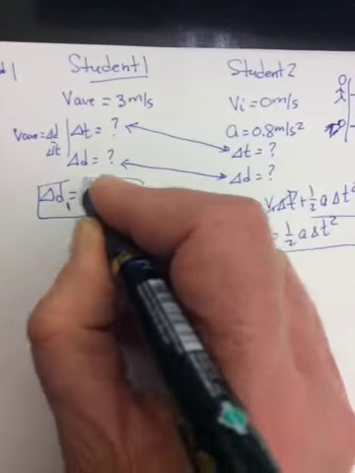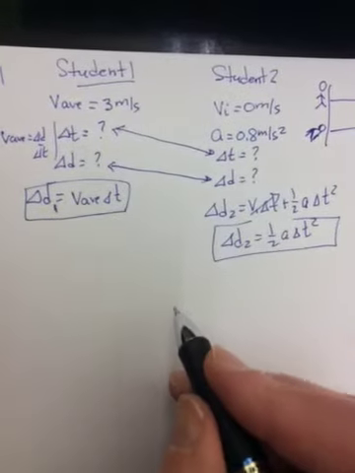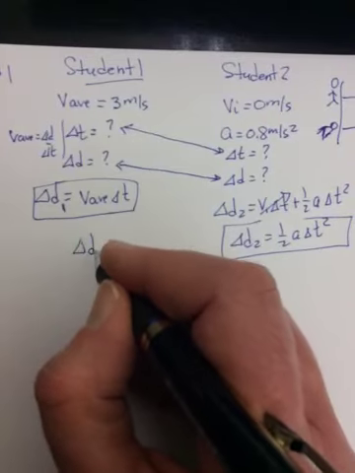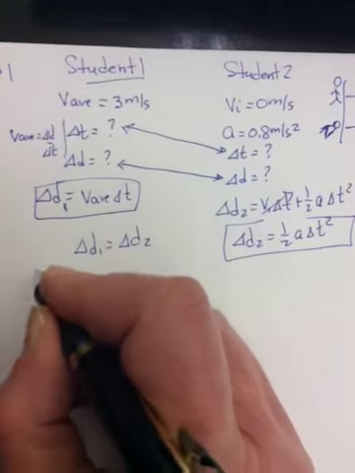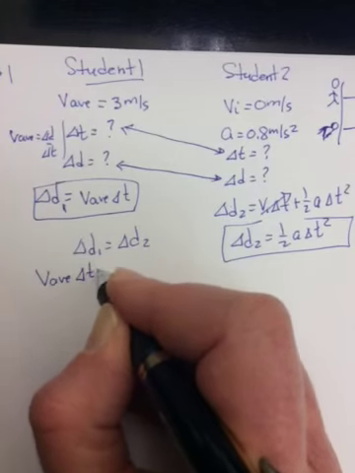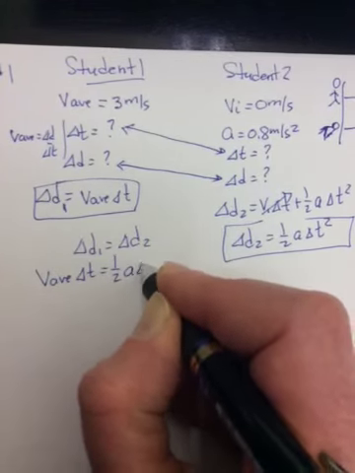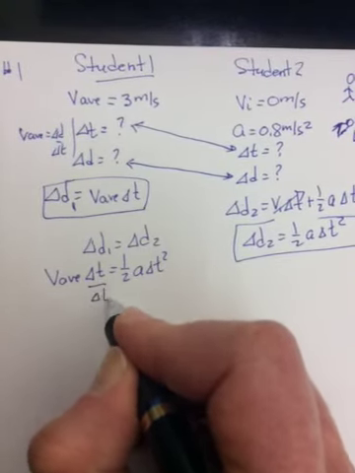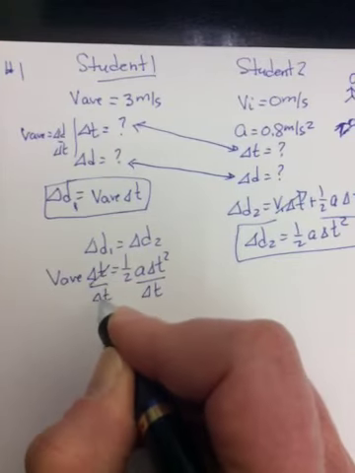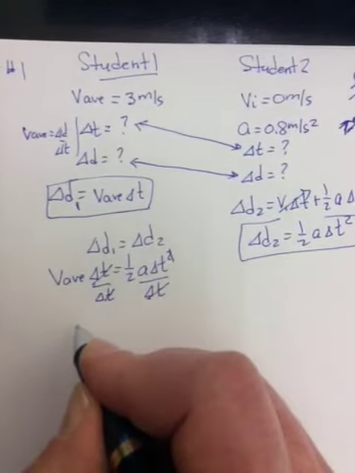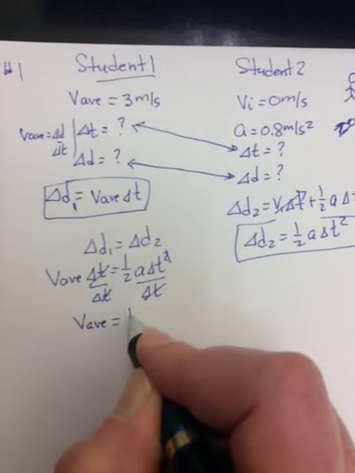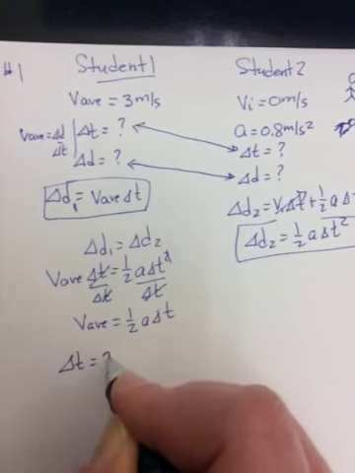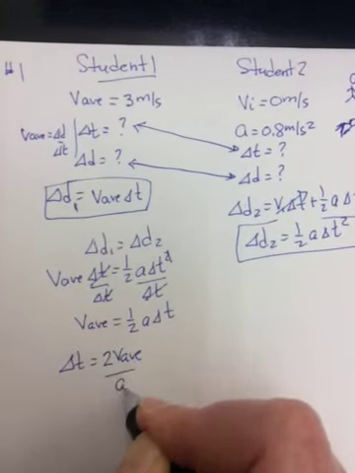Our unknowns are delta D, which we said are the same, and delta T, which are the same. So since they're both equal to delta D, and we know D1 equals D2, we can set VAV delta T equal to 1/2 A delta T squared. Okay, now we only have one unknown, it's the delta T. Divide both sides by delta T to get rid of it on this side, and you get rid of the squared here. So now you have VAV equals 1/2 A delta T. Solving for delta T, multiply both sides by 2 and divide by A.